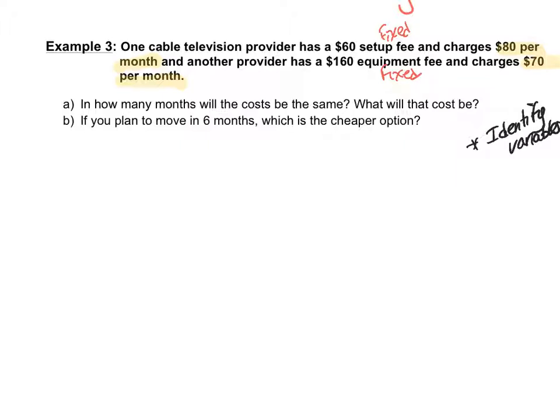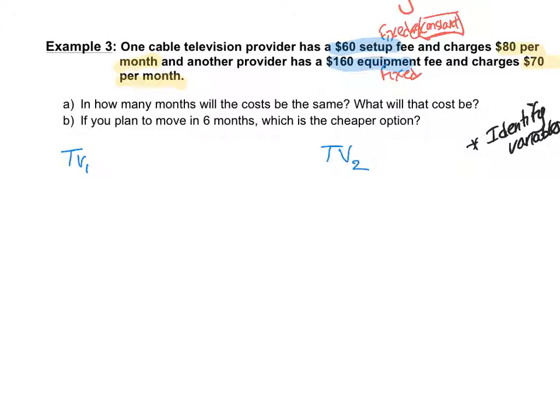When something is fixed, it is constant. Remember what the word constant means in an expression? It's the one without the variable because it's the same, it doesn't change. So these two right here, the $60 setup fee and the $160 equipment fee, are the ones that are fixed and don't change. So we're talking about two different television providers. Let's say television provider number 1 and television provider number 2.